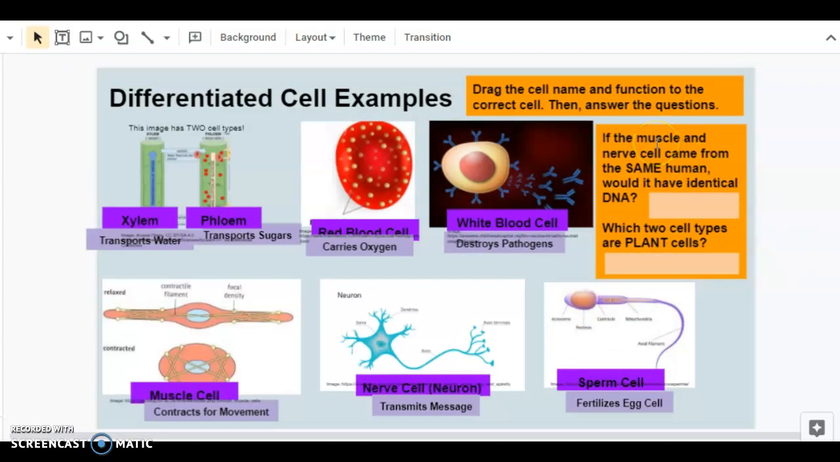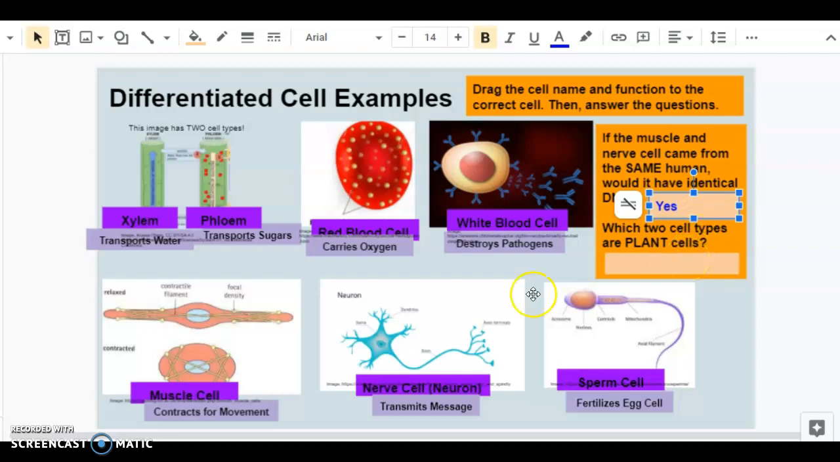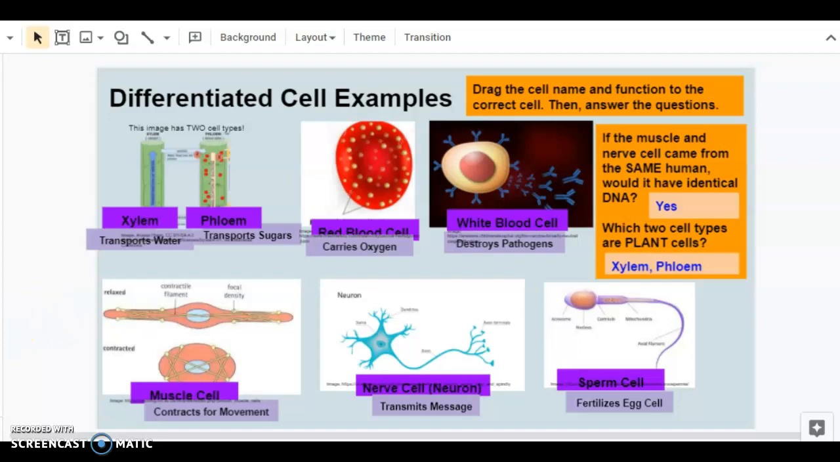Now, if the muscle cell and the nerve cell, these two down here, came from the same human, they, yes, would have identical DNA, but they would use very different genes. That's why they look so different. That's why they do such different things. And which two cell types came from plants? They're the xylem and phloem. Xylem carrying water in the plant, and phloem carrying food or sugars produced in photosynthesis.